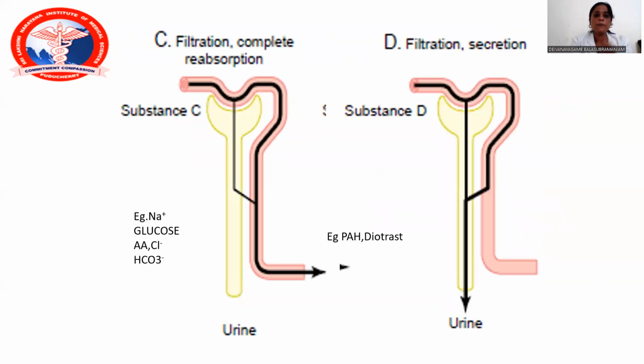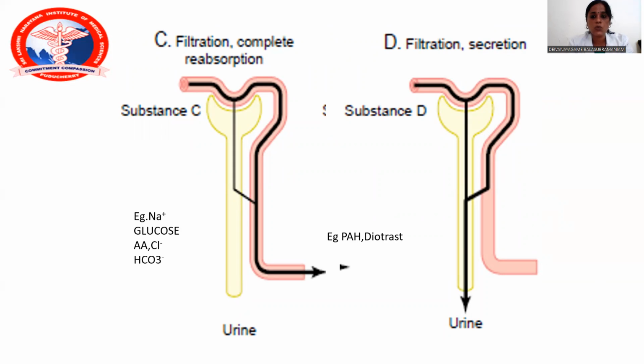Next is filtration followed by complete reabsorption. Examples are sodium, glucose, amino acids, chloride, and bicarbonate. We do not use these substances for measurement of GFR. They are fully filtered and fully reabsorbed, so we can't use them for measuring the GFR.